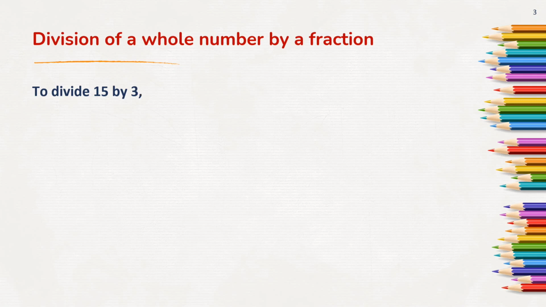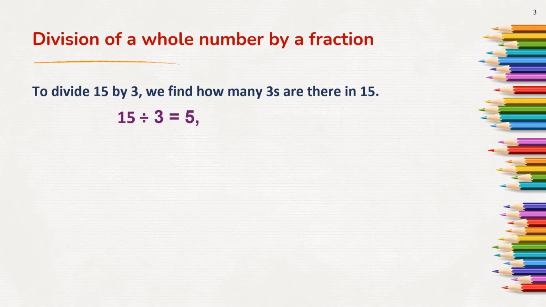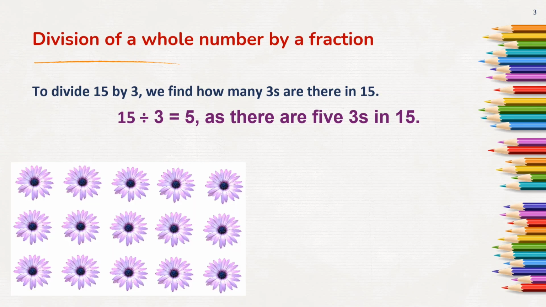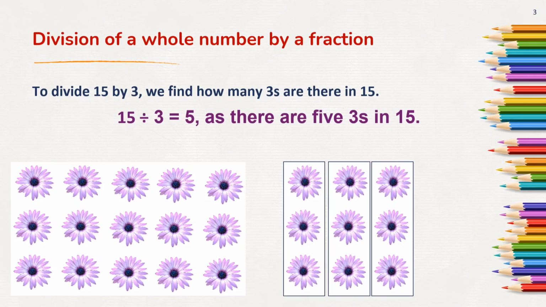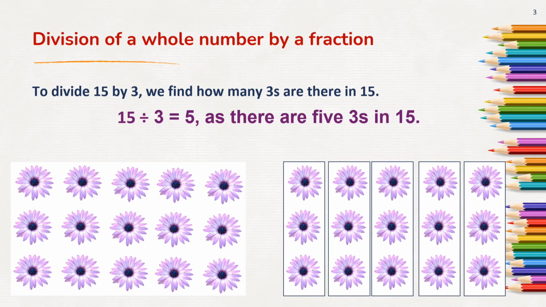Here, to divide 15 by 3, we need to find how many 3's are there in 15. So, 15 divided by 3 will be 5, as there are 5 threes in 15. Right? So how many threes will be there in 15? Yes, 5. That means 15 divided by 3 is equal to 5. Right?